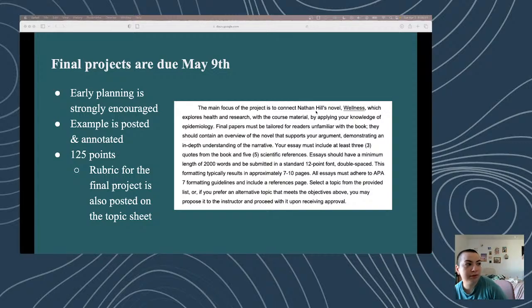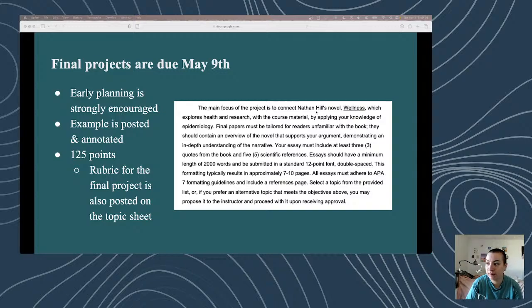Your essay must include at least 3 quotes from the book. In the example, I definitely include more than 3 quotes, but you can also incorporate things from the book without quoting them. See the example on how to do that. And 5 scientific references. You have to prepare these. Most of the work, honestly, comes through the proposal. We'll talk about the proposal, but you'll have these already.